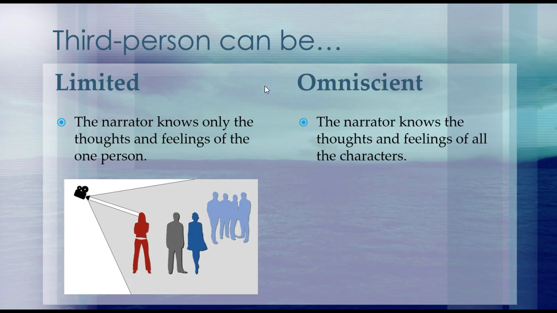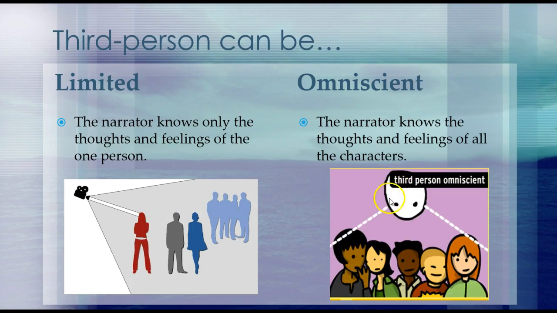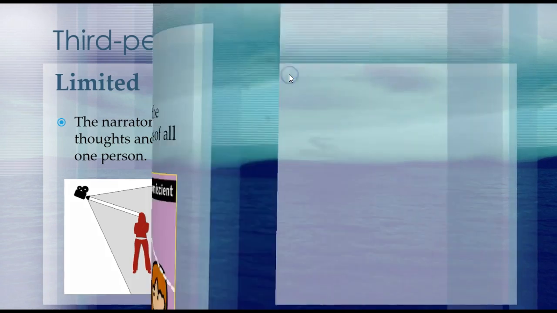The other option would be omniscient, where the narrator knows everything, okay? The narrator knows the thoughts and feelings of all the characters. So that's really where we can see what all the characters are learning throughout the story and not just our one main character. The narrator is over everything and they can have insight over what everyone is learning.